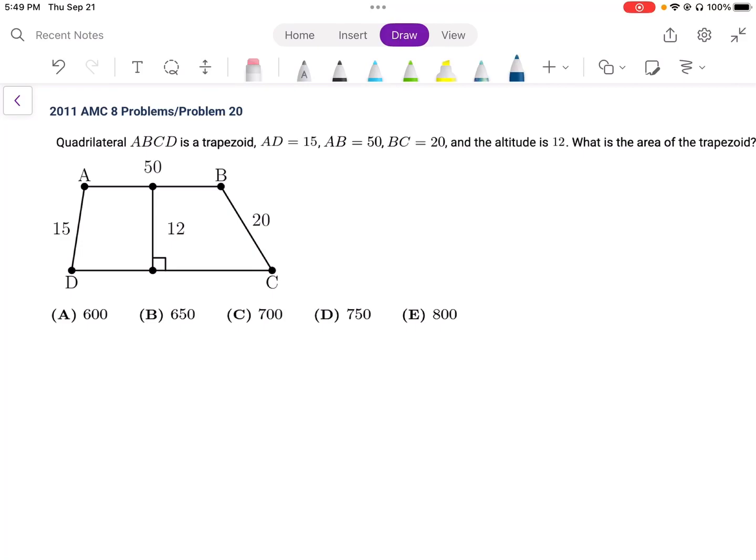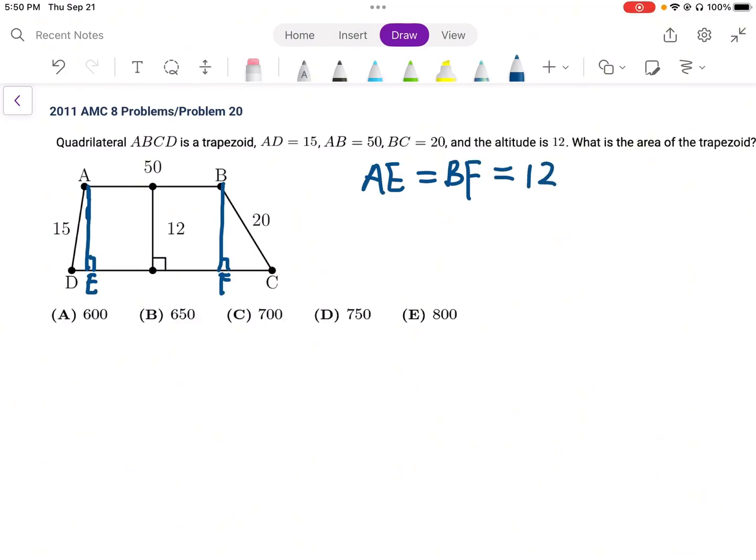To calculate the area of the trapezoid, let's draw a line from A that's perpendicular to the bottom. And then similarly, we draw another line from B that's perpendicular to the bottom, and assume it crosses DC at F. So now we know that AE equals BF equals 12.